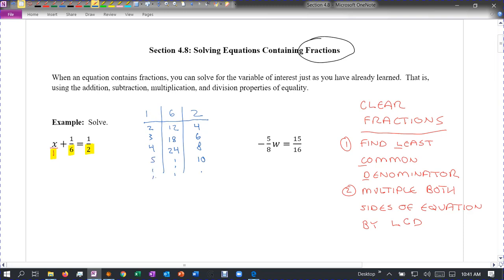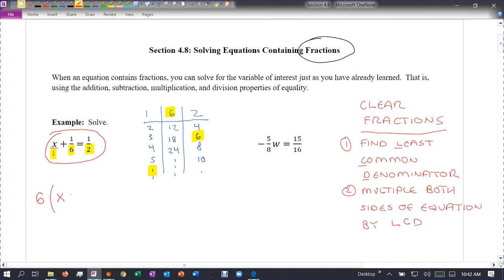So what you're trying to do is look at these three numbers and find the least common multiple, which we will call the least common denominator. So notice what number appears in all of these lists. 6, and 6 was here also in 6. So the least common denominator for this equation will be the number 6.